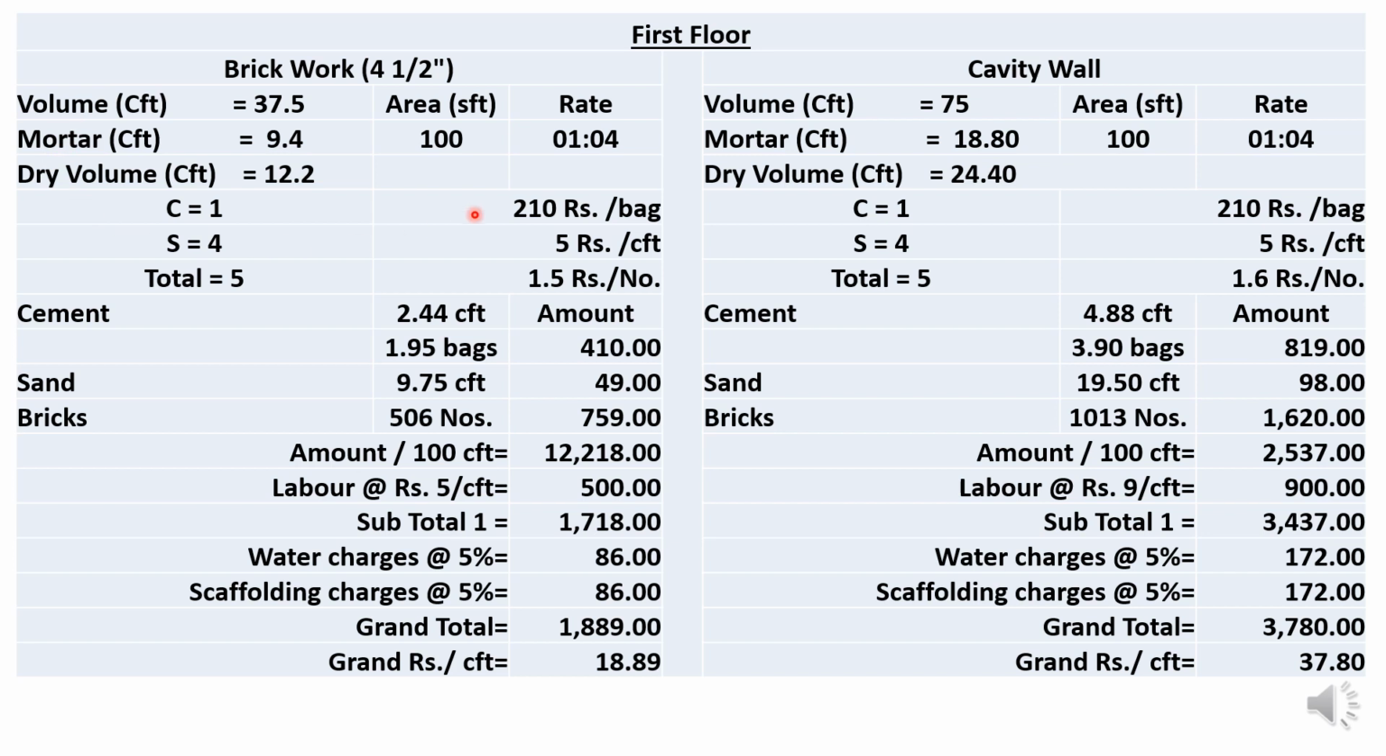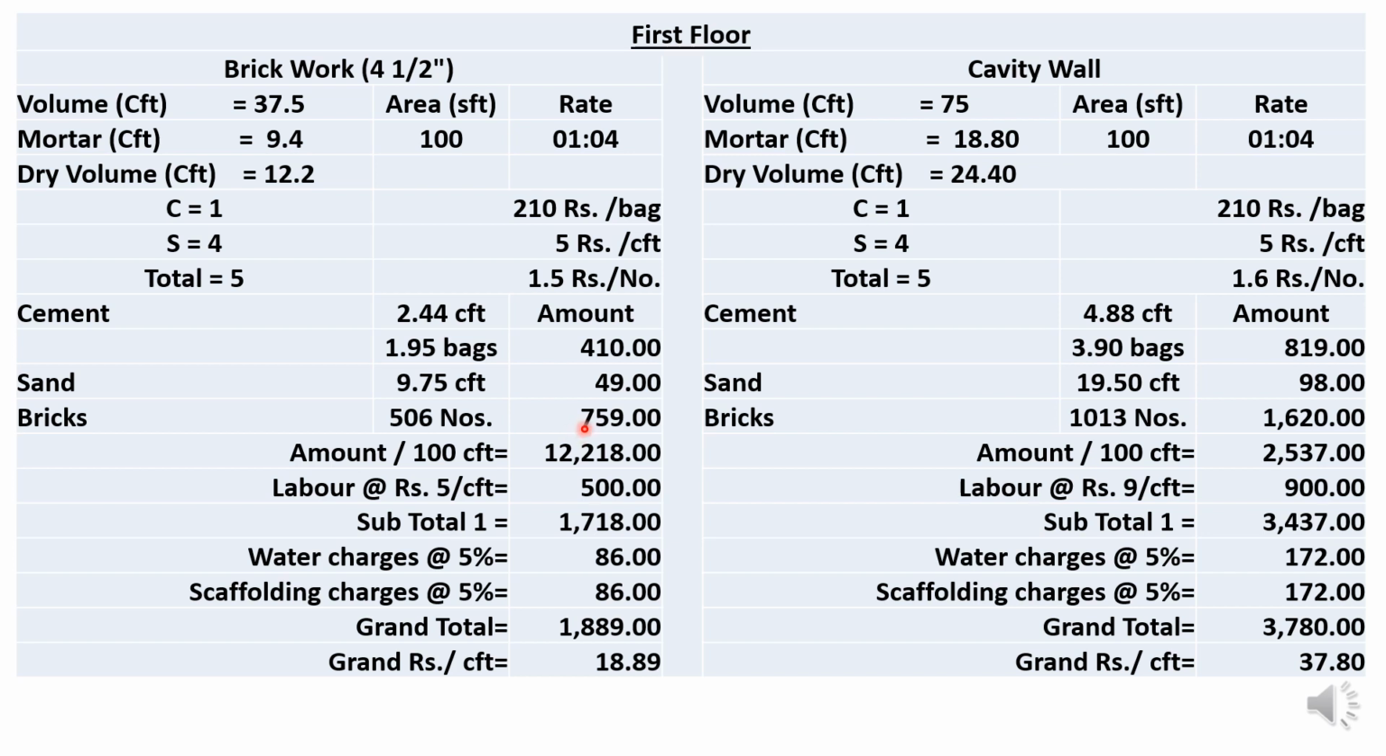Now if it happens to the first floor, what will happen? The material and everything will remain the same, only the labor component is going to increase. You can see cement 1.95 bags 410 rupees, sand 9.75 CFT 49 rupees, bricks 506 759. Amount will be 1218. The labor at the rate of 5 rupees per CFT will be 500. Total will be 1,718. Water charges 5% 86 rupees. Scaffolding charges 86 rupees. Grand total 1889. So cost per CFT will be 18.89.